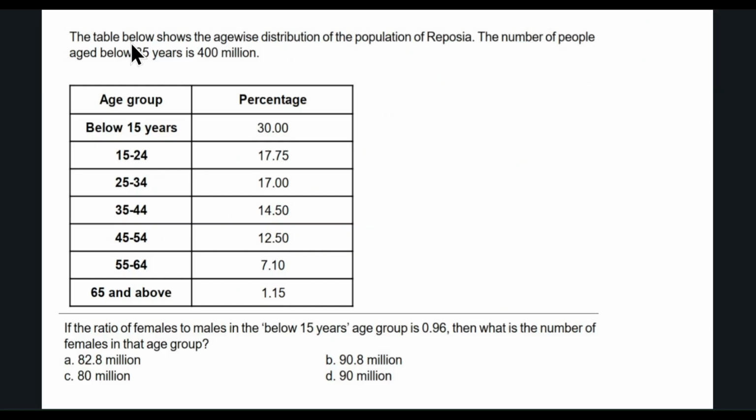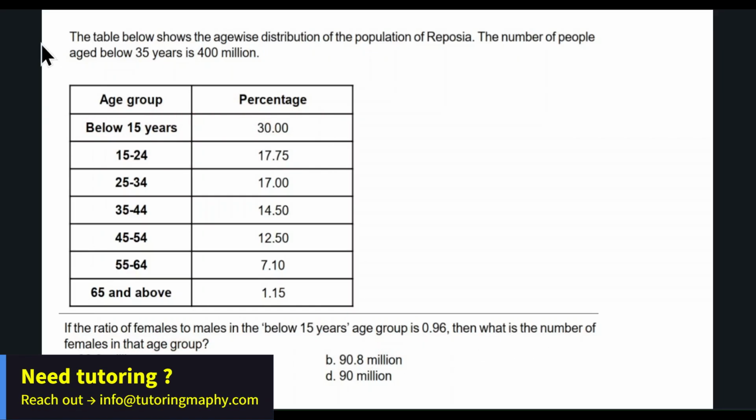Right, this one says that there is a table that shows the age-wise distribution of the population, and the number of people aged below 35 years is 400 million. So age below 35 years means that they're talking about this much, right? This much is 400 million, and this is the percentage of the entire population, of course. Now, if the ratio of females to males in the below 15 years age group is 0.96, then what is the number of females in that group?